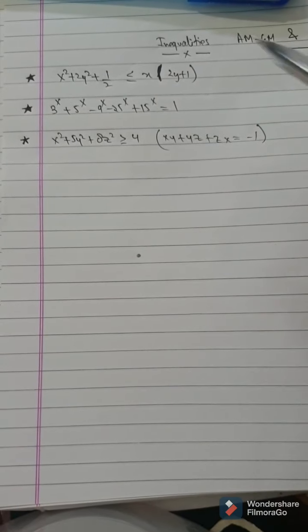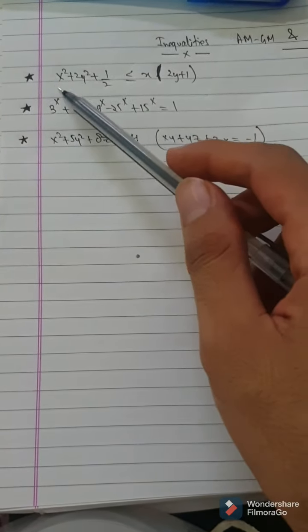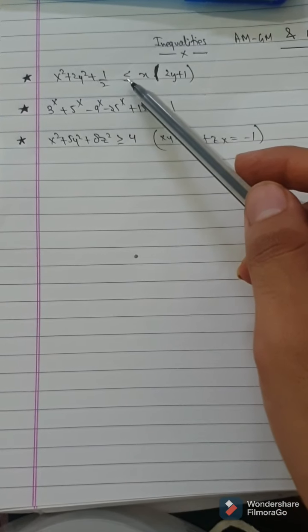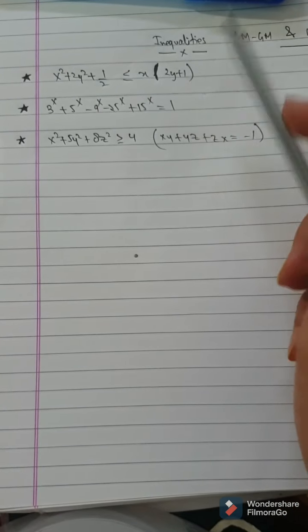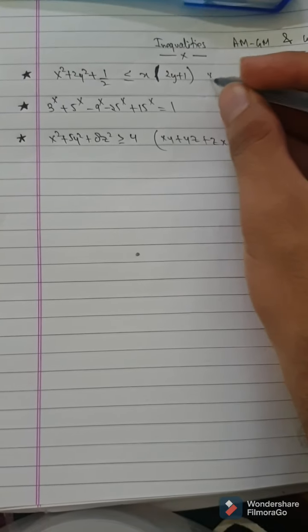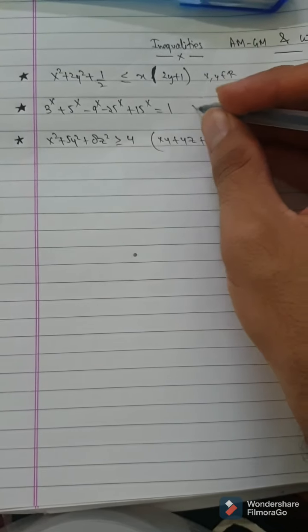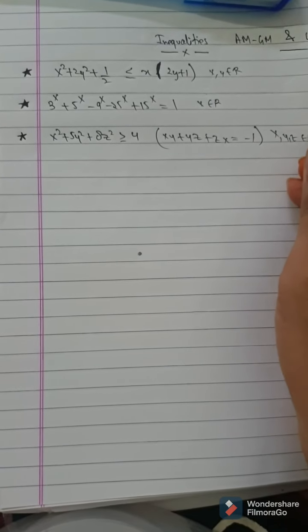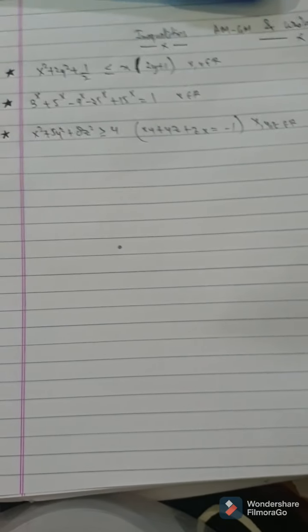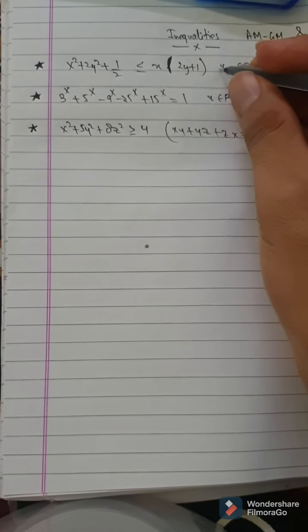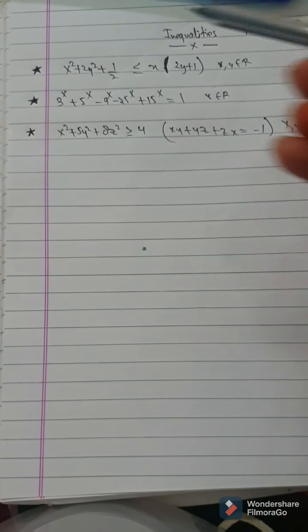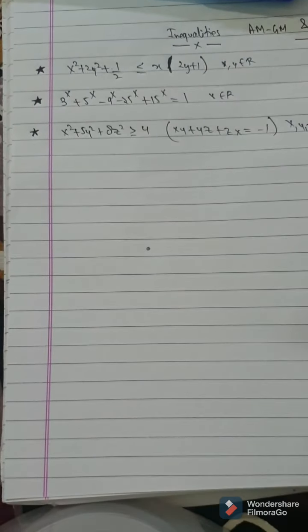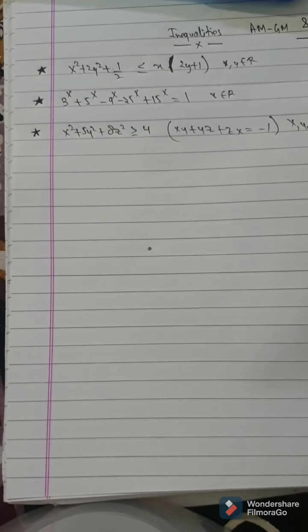the first example says: find all x and y such that x square plus 2y square plus half is less than or equal to x into (2y plus 1). x, y are real numbers. Here also x is a real number, and x, y, z are real numbers. All are real numbers. So now please try the first problem. This is problem 1. Before seeing the solution, please try it yourself.